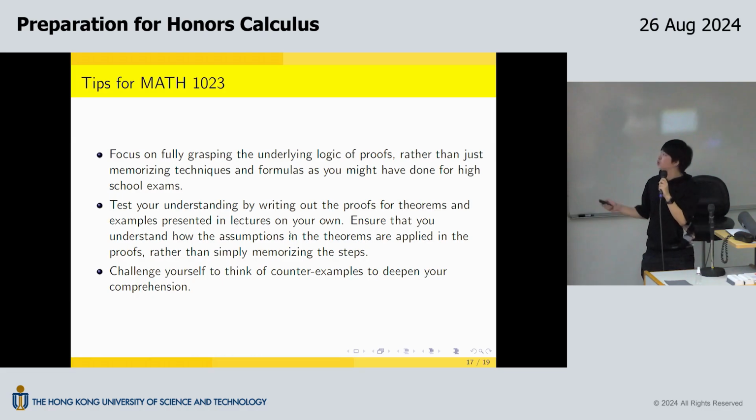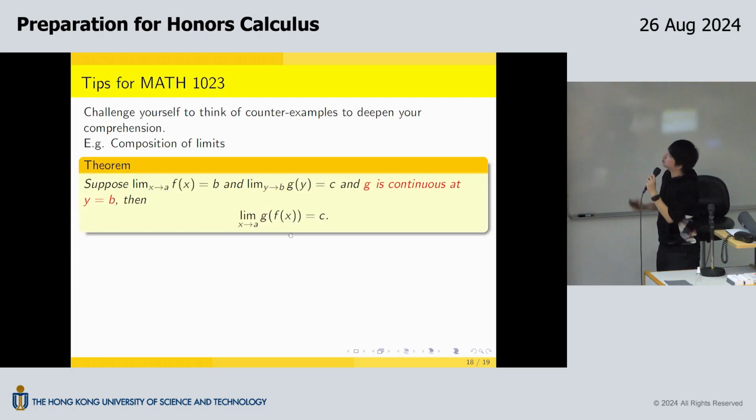By writing out the proof on your own, you need to create the proof by yourself from the beginning. You shouldn't memorize the steps and copy them down. Finally, you can improve your mathematical maturity, or your sense of math, by thinking about counterexamples of theorems and examples.